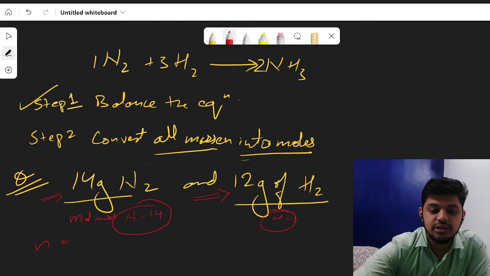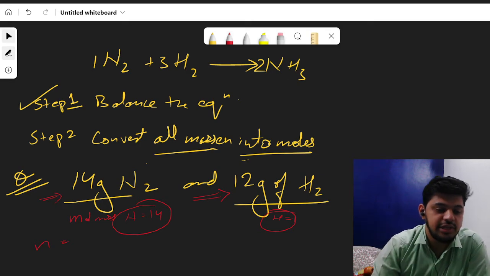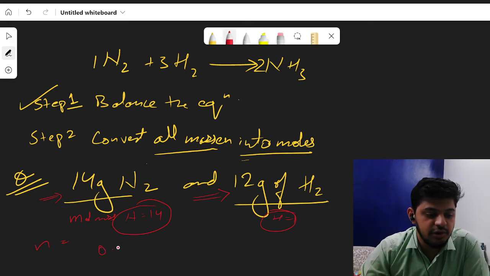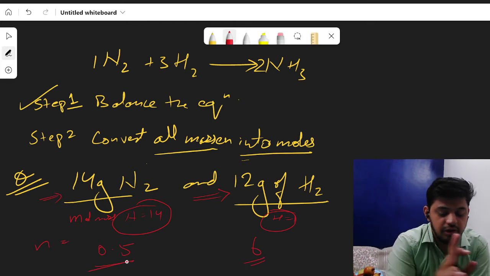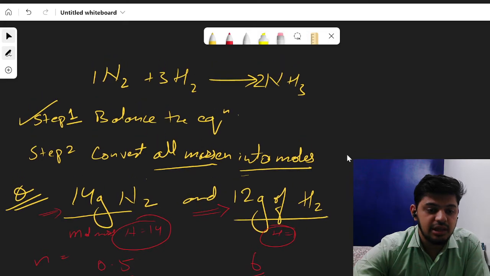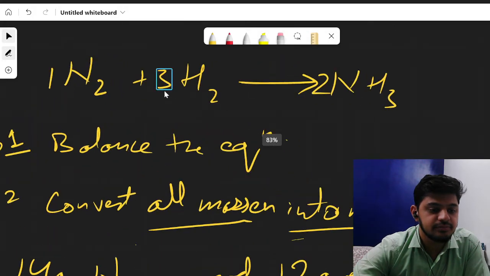Okay, great. Same answers. So 0.5 mole here, 0.5 mole here, and 6 moles here. You have got the moles right. Okay. So let's come back to this equation.